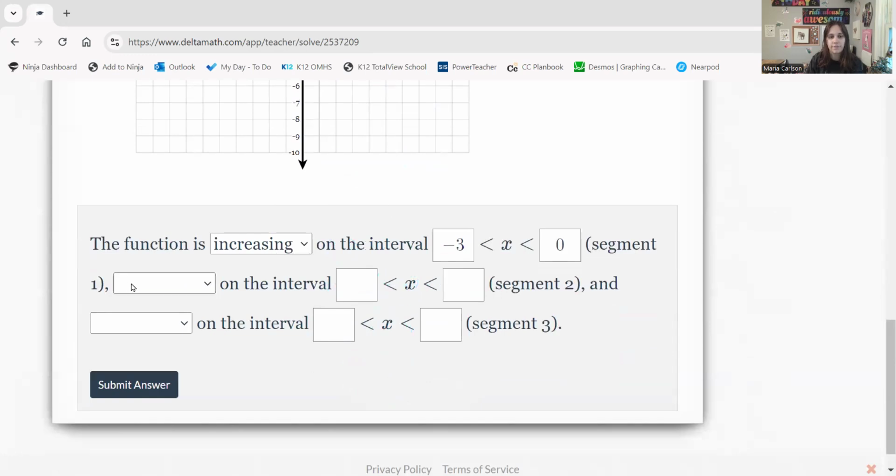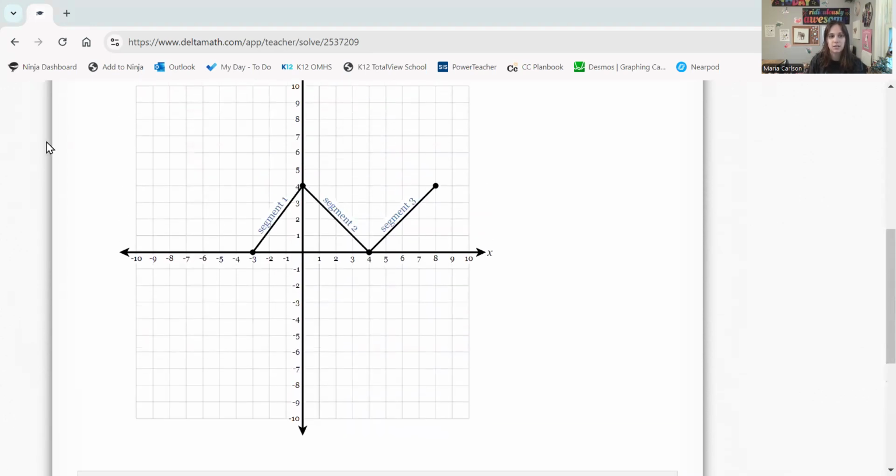So it's increasing on that first segment. The second segment was decreasing on the interval from 0 to 4. So 0 is less than x is less than 4. And lastly, looking at our last segment, segment 3, if I start at that point where we were at, right, on the x-axis, I will follow this graph up, telling me that this graph is increasing.